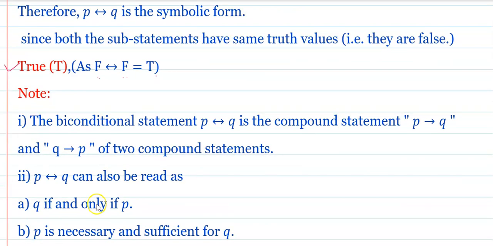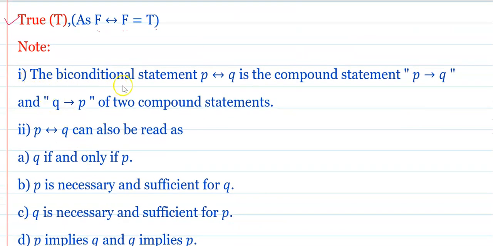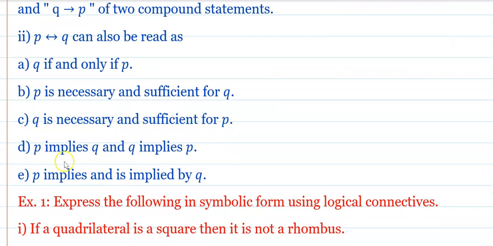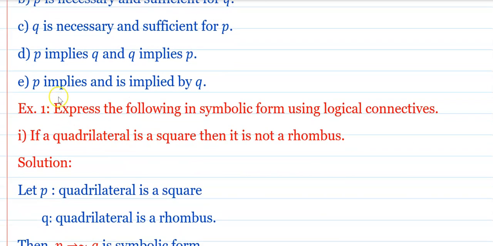Okay. Note that the biconditional statement P double implication Q is a compound statement of P implies Q and Q implies P, the two compound statements. P double implication Q can also be read as Q if and only if P. P is necessary and sufficient for Q. Q is necessary and sufficient for P. P implies Q and Q implies P. P implies and is implied by Q.